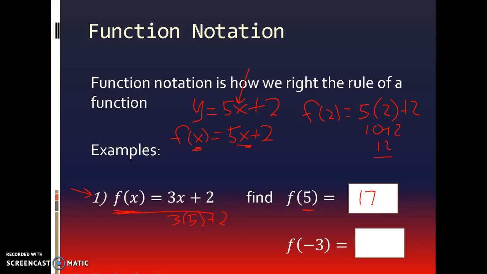So try f of negative 3. Use the same function, but plug in negative 3. You might want to pause the video, try it on your own, and then restart the video and I'll go through it with you.